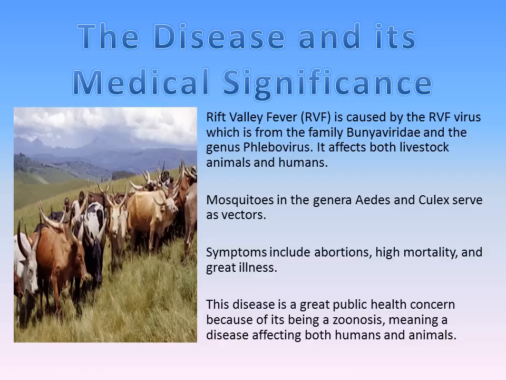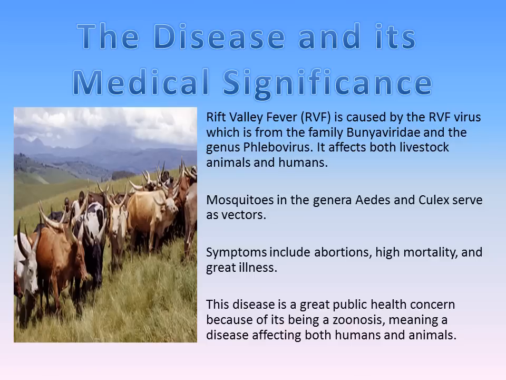Rift Valley fever is caused by the RVF virus, which comes from the family Bunyaviridae and the genus Phlebovirus. It's a virus that affects both livestock, such as farm animals, as well as humans. The mosquitoes that spread this virus in humans and animals are from the genera Aedes and Culex. Various symptoms come from this disease, including fever, abortions, high mortality, and great illness.